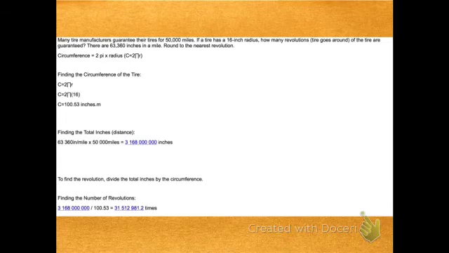Okay, now time to move on to the circumference of the circle, which is basically the perimeter of a circle. So this is a word problem. Many tire manufacturers guarantee their tires for 50,000 miles. If a tire has a 16 inch radius, how many revolutions of the tire are guaranteed? There are 63,360 inches in a mile. Round to the nearest revolution.